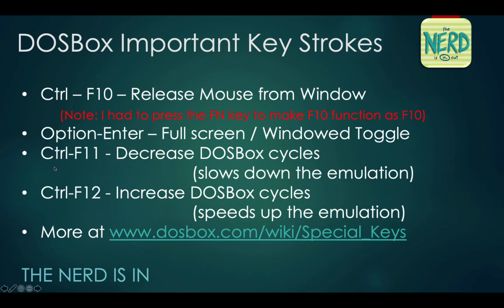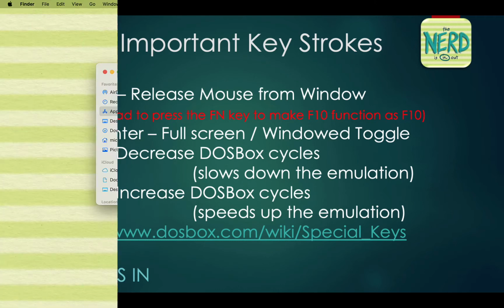It's a toggle. I don't think you're going to need Control F11 or Control F12 on a Mac, because I think the emulation is going to be more than fast enough, especially on an M1 Mac, you're just not going to need those. But there are more special keys, and you can find them at this link I'm listing right here. And that's the basics of running DOSBox and running DOSBox applications.